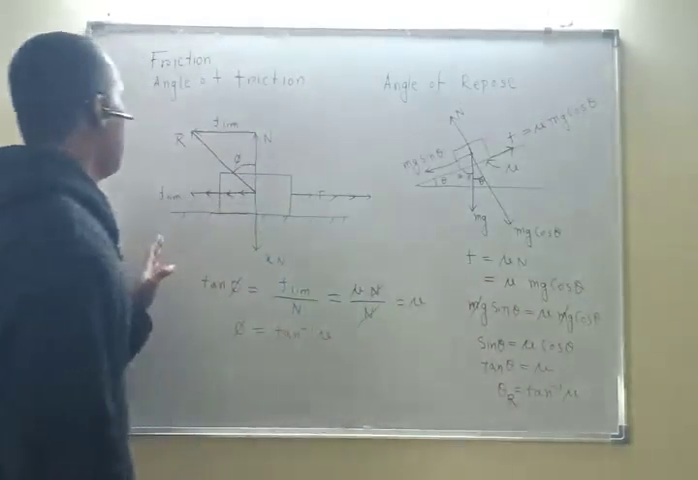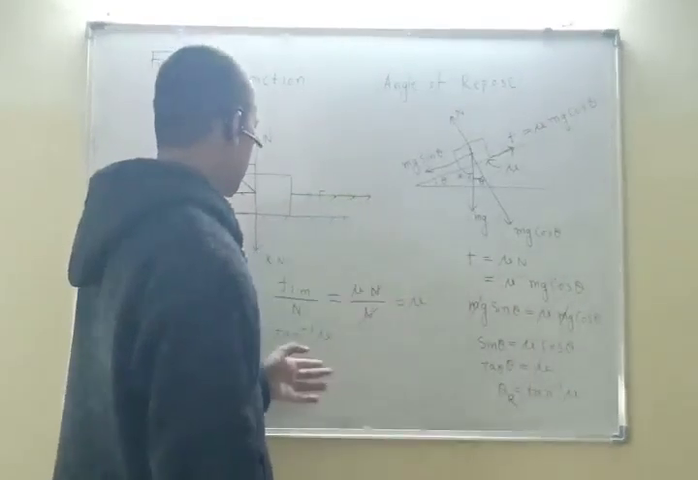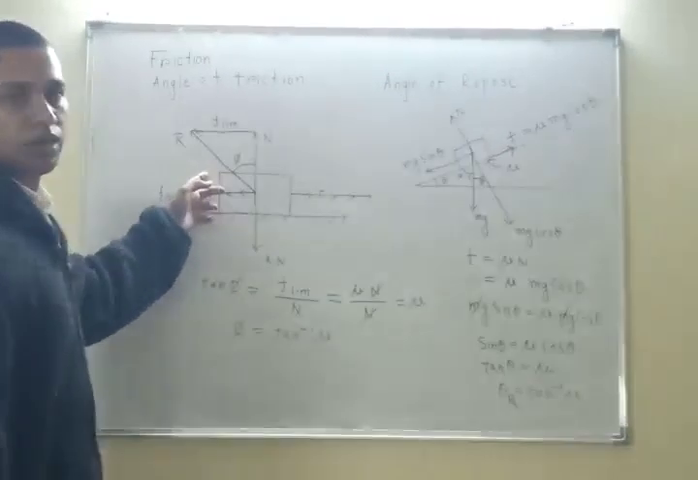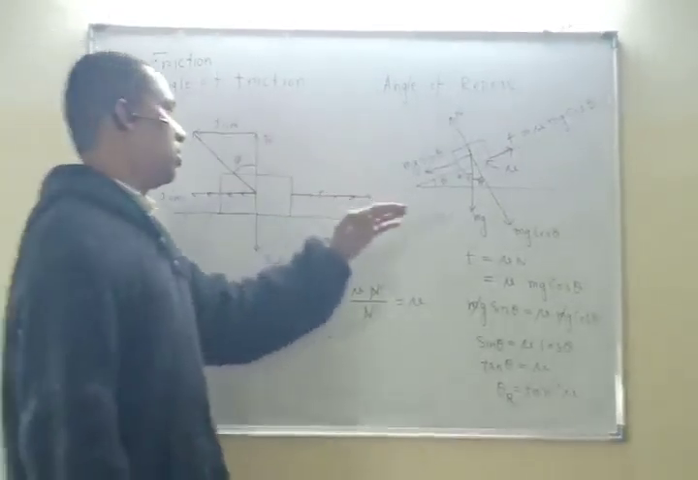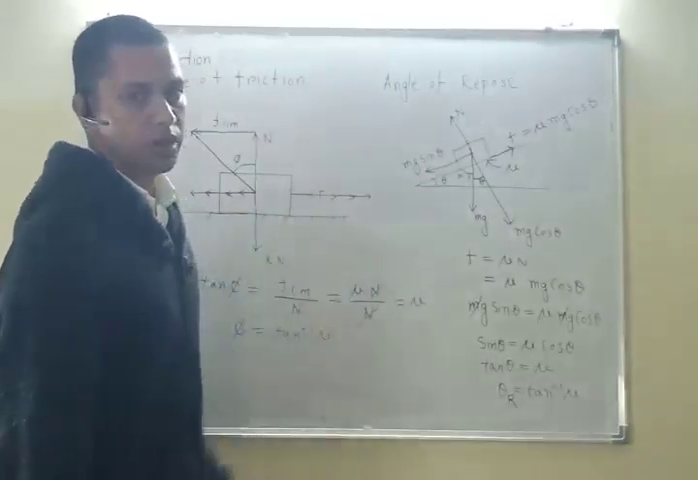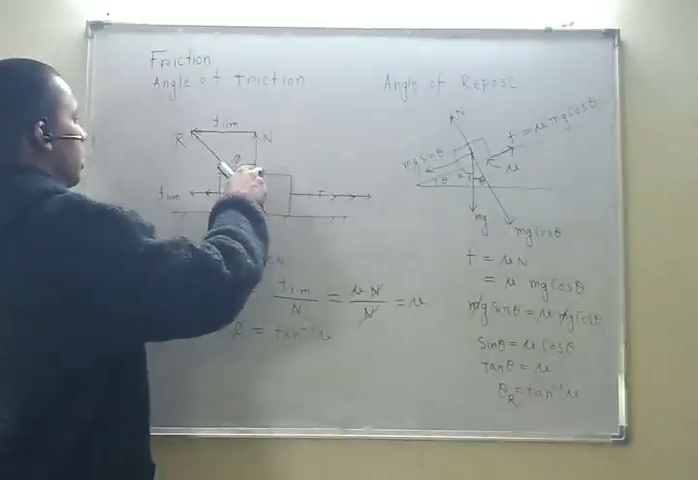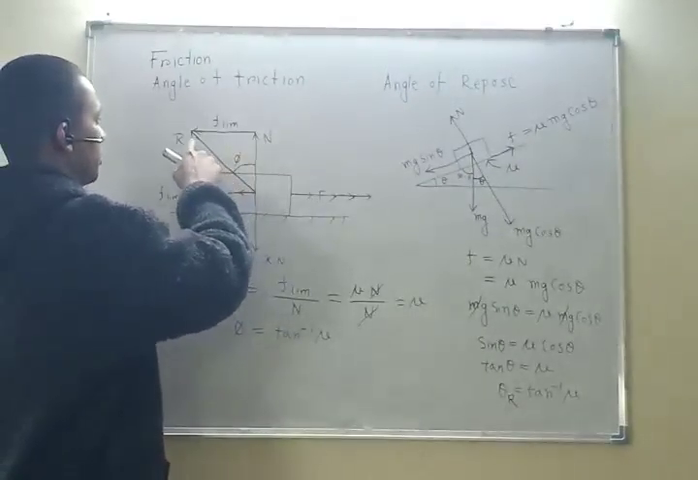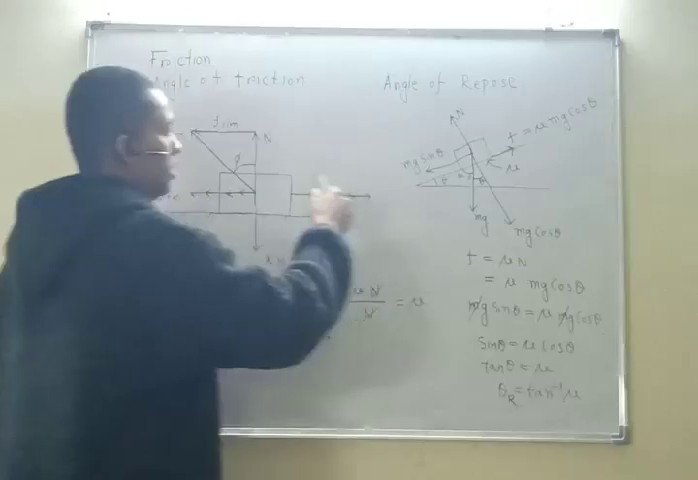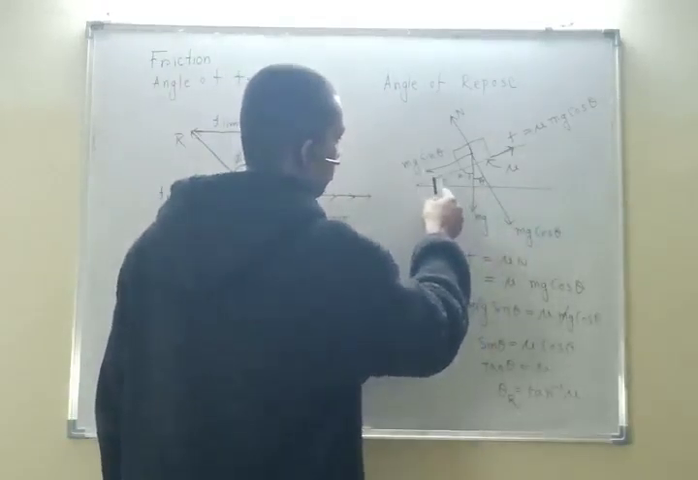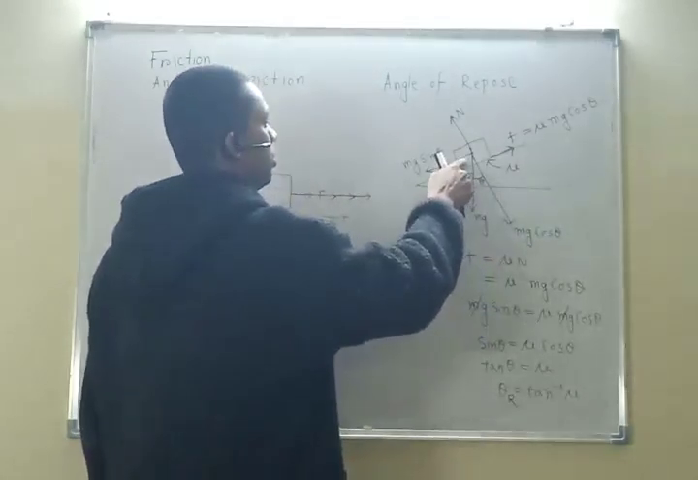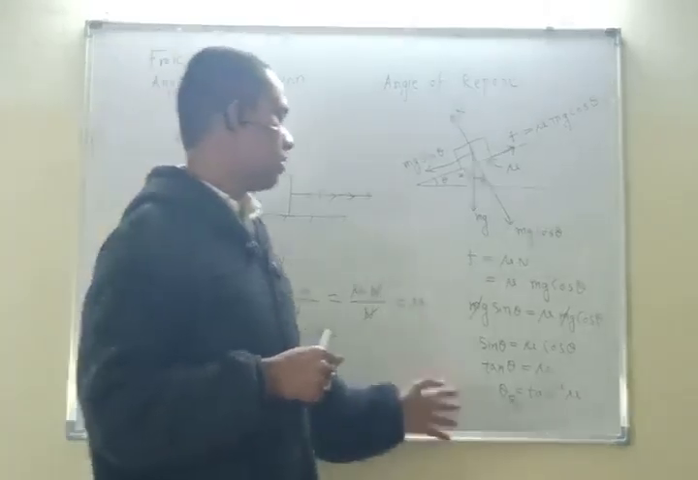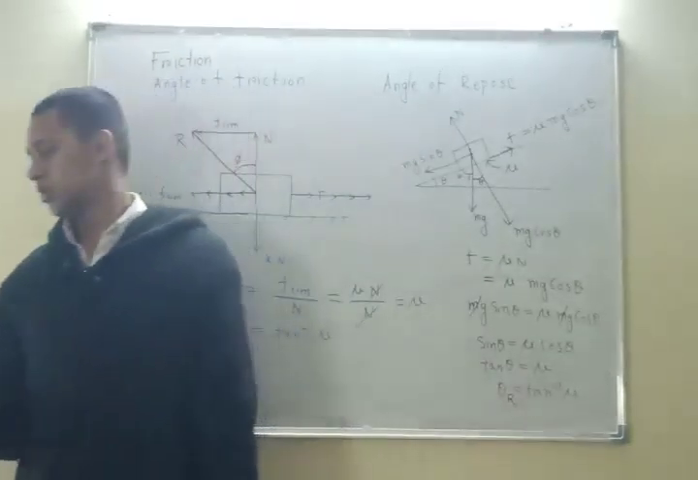Now angle of friction and angle of repose have the same formula, but the concept is different, so don't misunderstand these two. Here there is some angle between the maximum force generated, the resultant, and the normal; that is the angle of friction. Angle of repose is the value of theta because of which the body will be just on the verge of slipping down. So this is the difference between angle of repose and angle of friction.